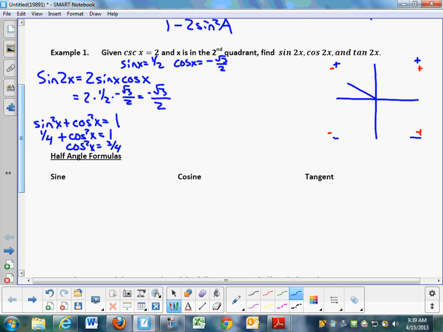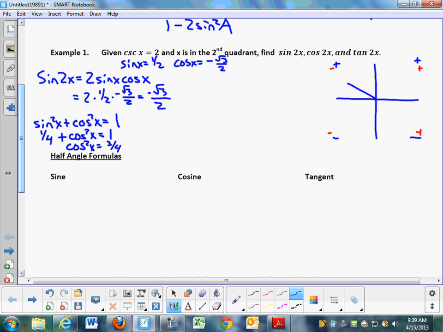It says that x is in the second quadrant. My angle is in the second quadrant. So therefore, cosine is positive in the first, negative in the second, negative in the third, positive in the fourth. When we solve down here, we got cosine squared of x is equal to 3/4, and we square root both sides. We get plus or minus the square root of 3 over 2. You got to know which one to use, the positive or the negative. We choose the negative because cosine is negative in the second quadrant. Is that good? So there I have it.